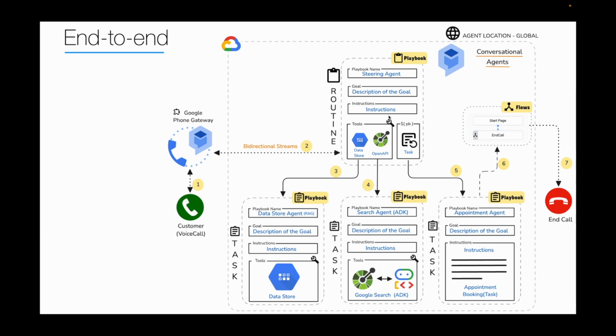The data store agent is responsible for connecting to the data store and answering queries which are available in public, frequently asked questions, the information that is available through the PDF documents, etc. Then in step 4, the steering agent may trigger the search agent to fetch real-time information like the information from the Google search engine. We have developed this search agent using Google's ADK, that is Agent Development Kit, which includes a tool to perform searches.